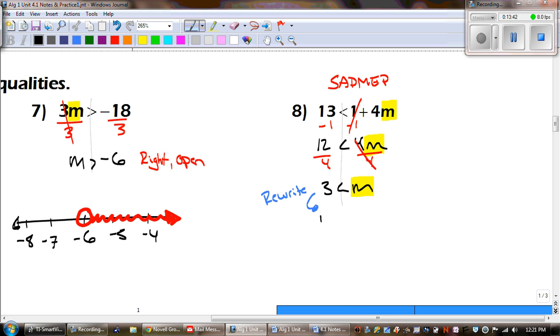So when I rewrite this, the m is on the left, the 3 is on the right, and who is the inequality pointing to? Well, it's pointing at the 3, so I need to make sure it stays pointing at the 3. Okay, so this is saying m is greater than 3, which means I shade to the right, and it's open.